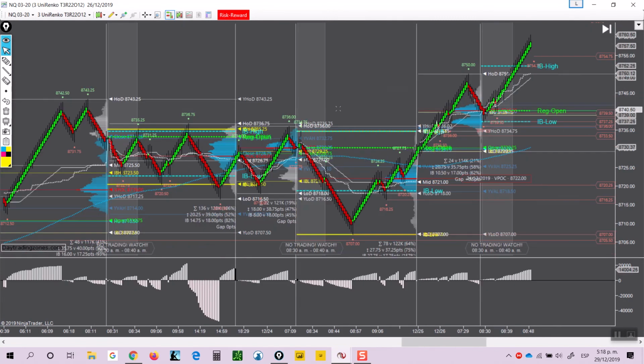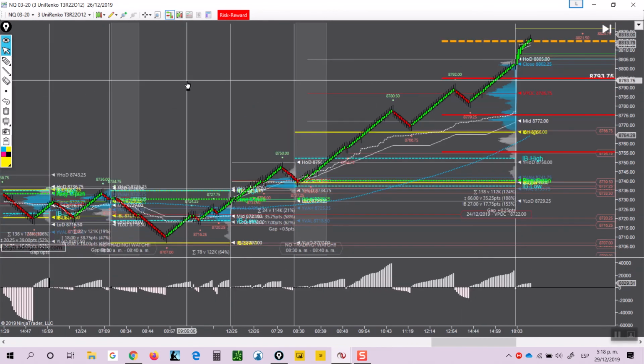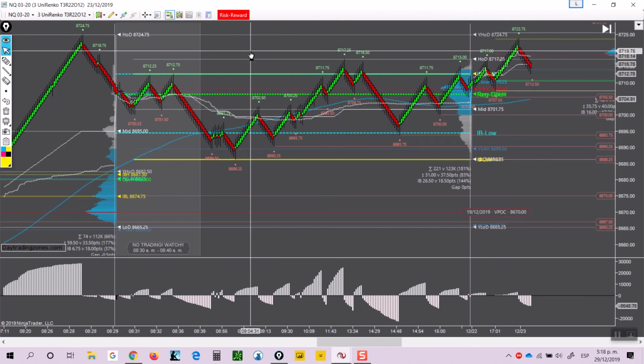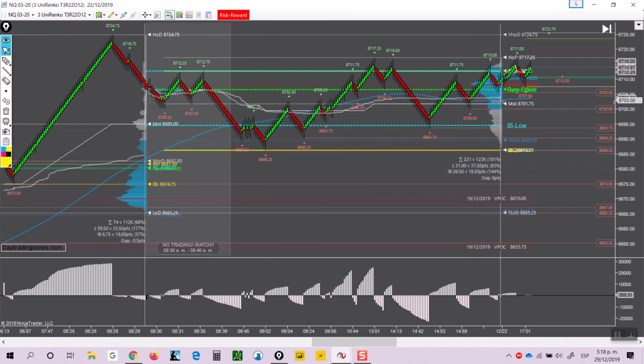Maybe we can find that. This is a very boring day. This was the 20th. That's why we wait. Let's see here. This is the opening price right there. Price goes down, then back up, down, back up. We are in the no trading zone. We are in the first 10 minutes of no trading.